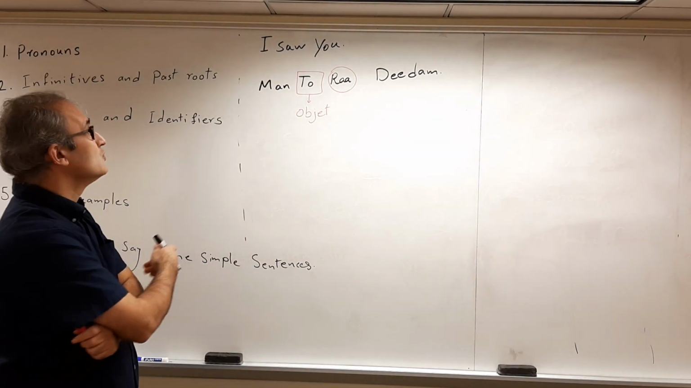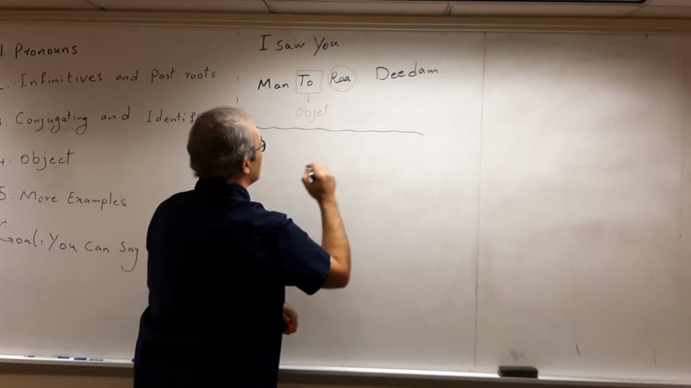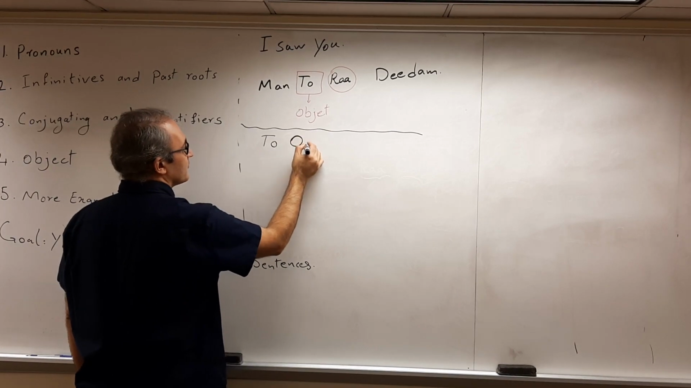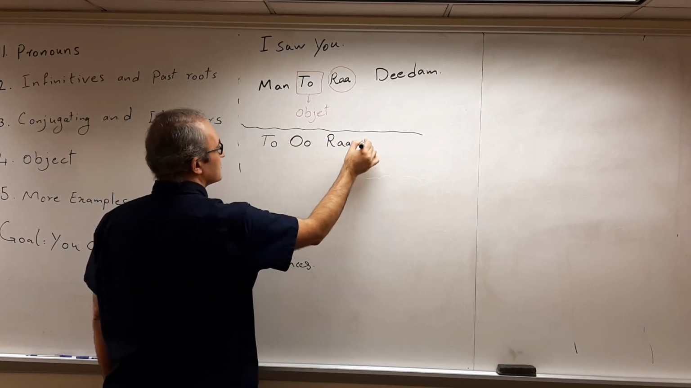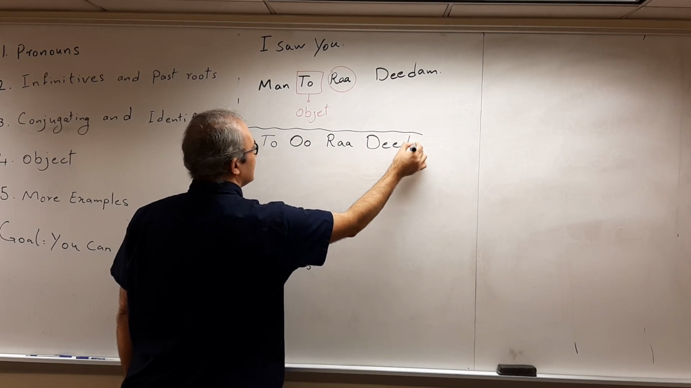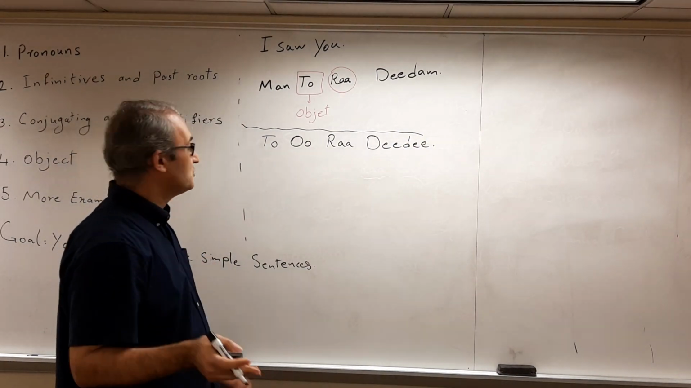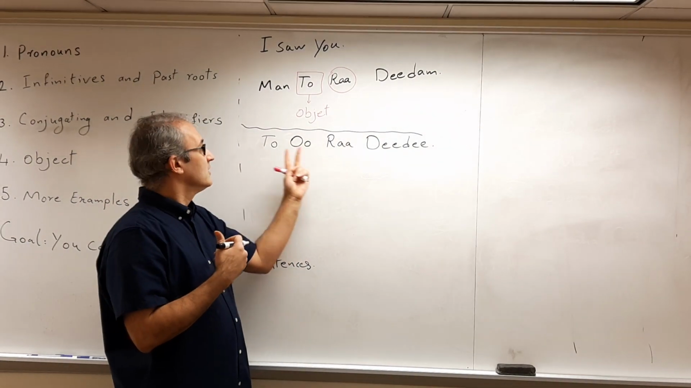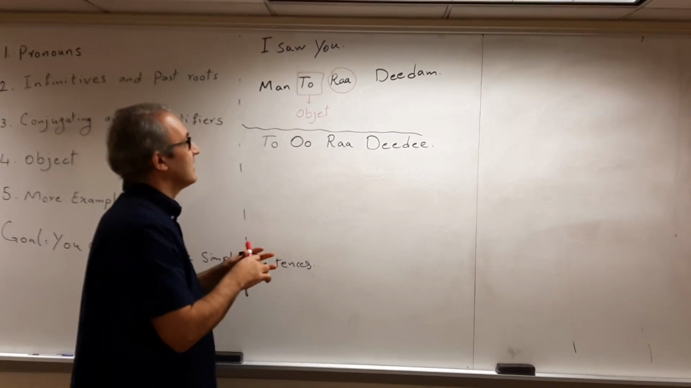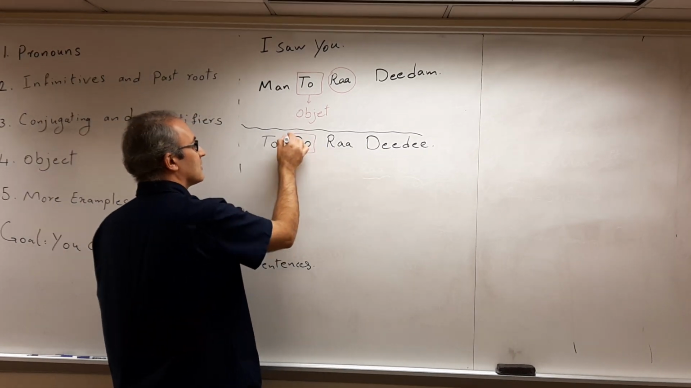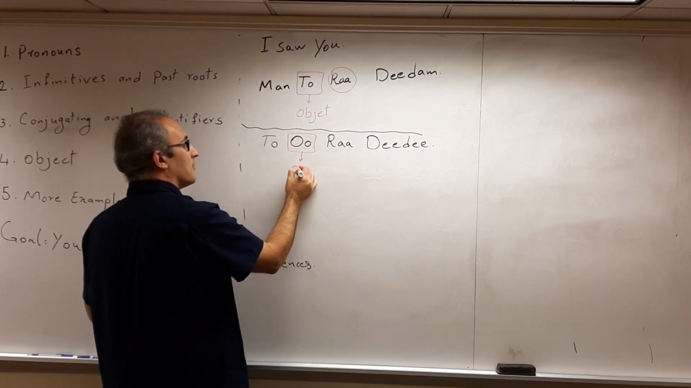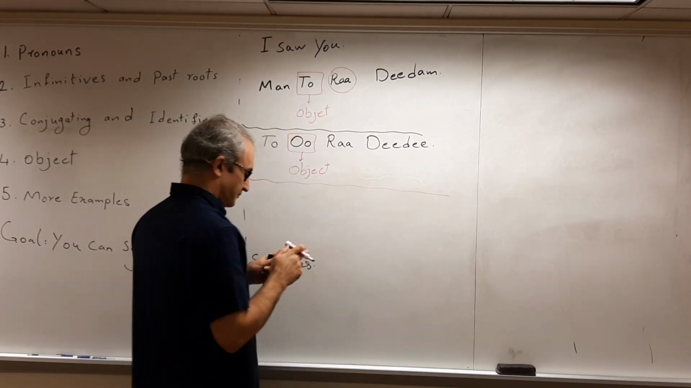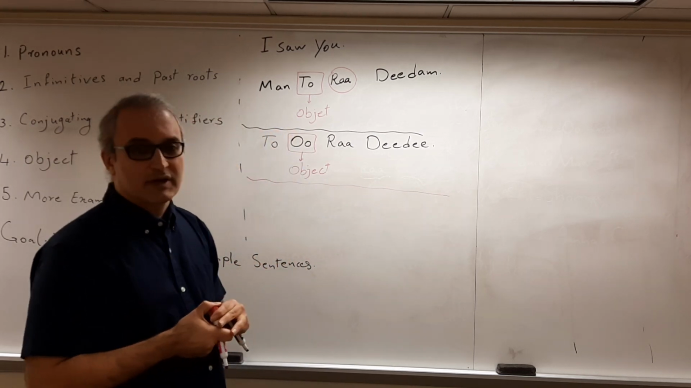I will say تو او را دیدی. تو او را دیدی. It means that you saw him or her. You saw it. Again, او is the object. Okay. For he or she.